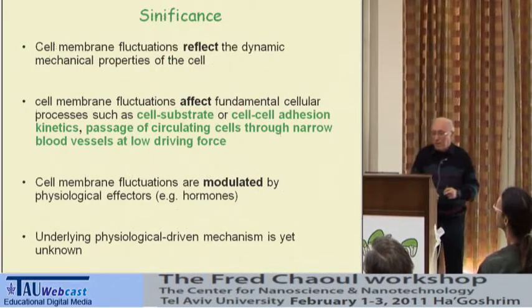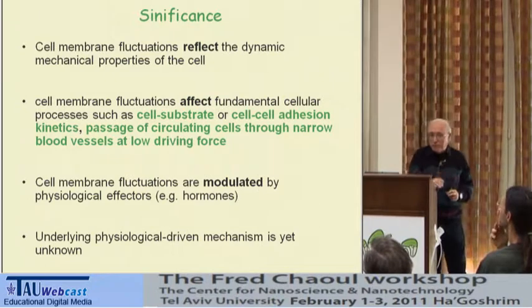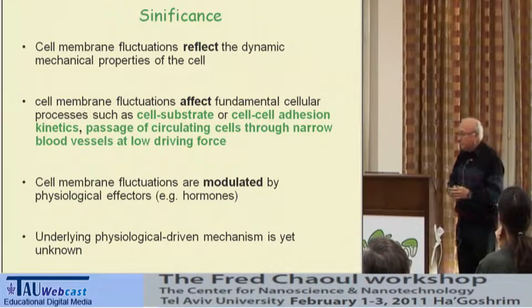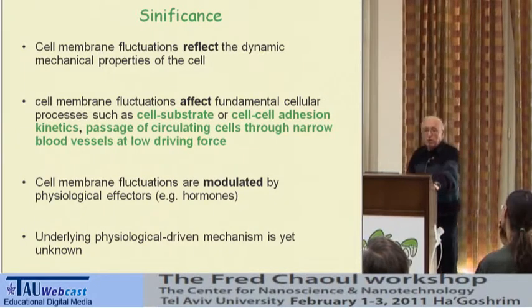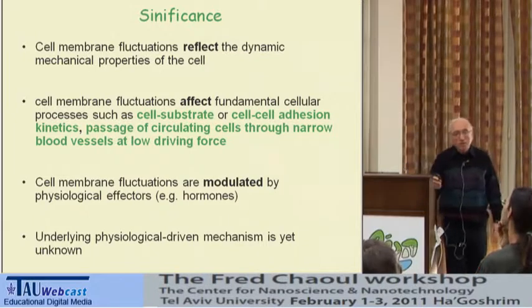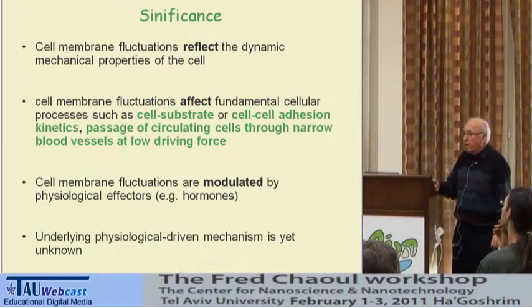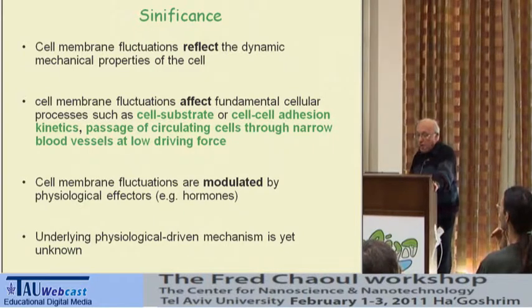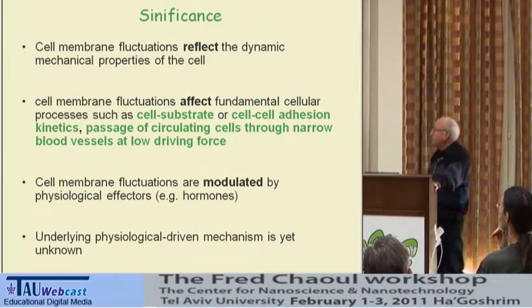So there is some significance to these fluctuations. Since this is a movement, it does reflect the mechanical characteristic of the membrane skeletal complex, and I will go to the details on the skeleton in one minute, but we can calculate mechanical properties of the cell membrane, meaning bending and shearing modulus of the cell membrane.